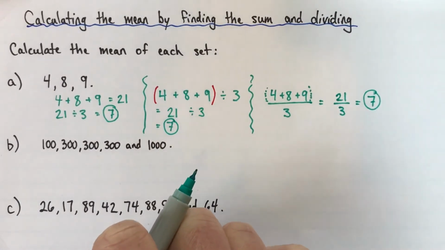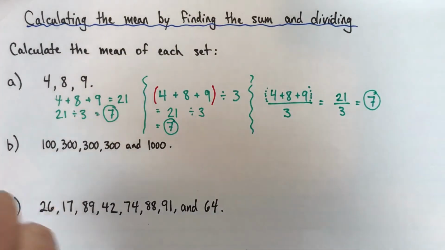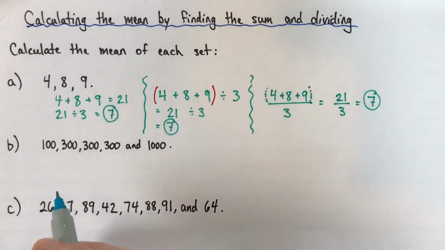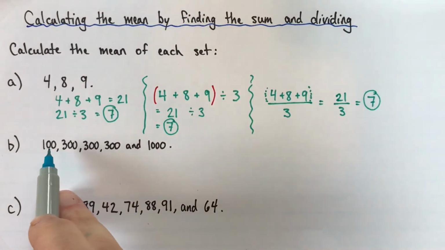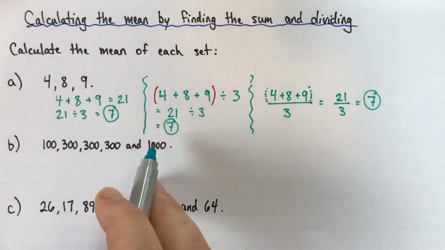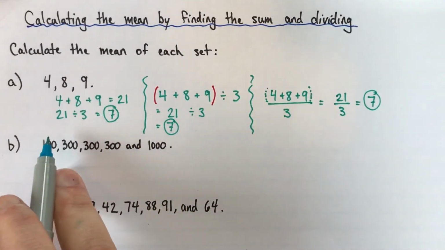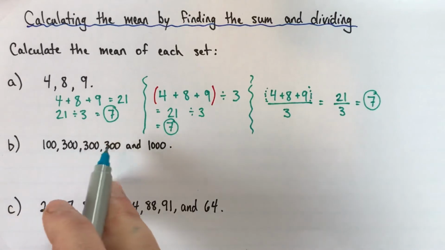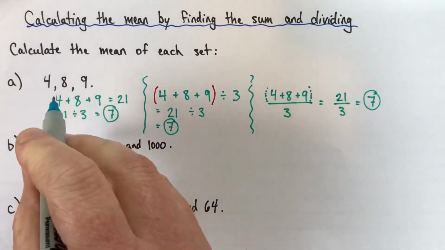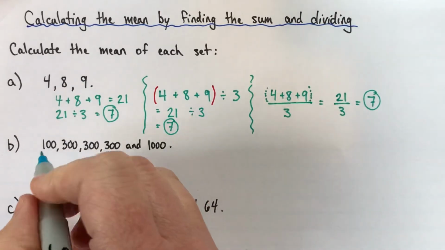All right, next question. We're finding the mean of 100, 300, 300, 300, and 1,000. Again, in a previous video, we did this one with the blocks, where each block represented 100, and we sort of shared the blocks from the 1,000 out until we had equal quantities. So here, let's add it. Maybe I'll use this method for this one.